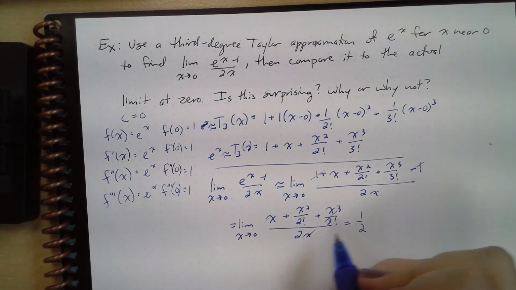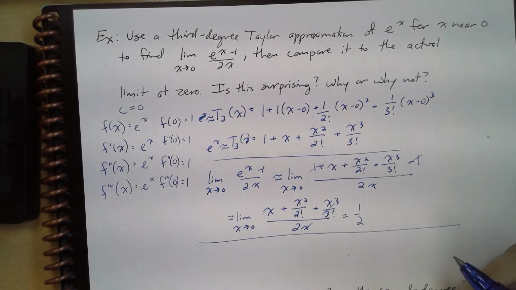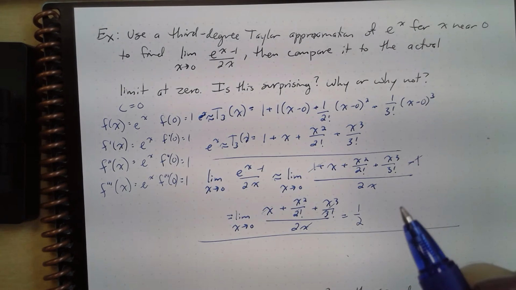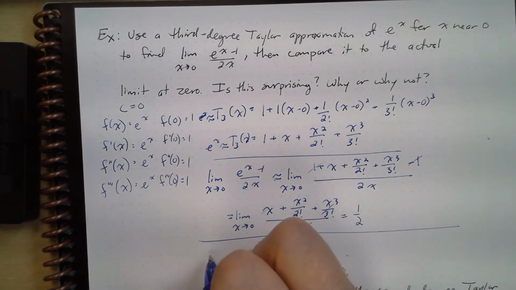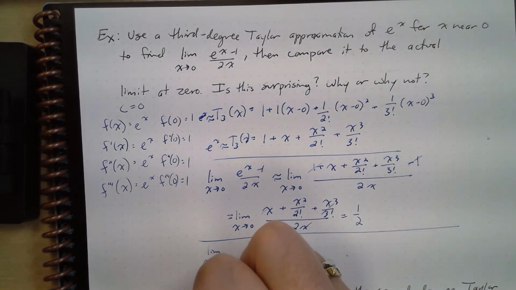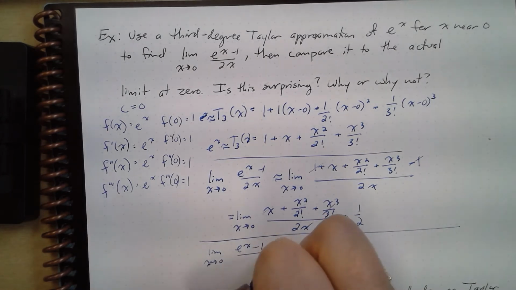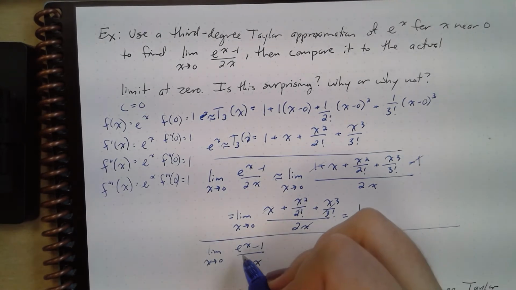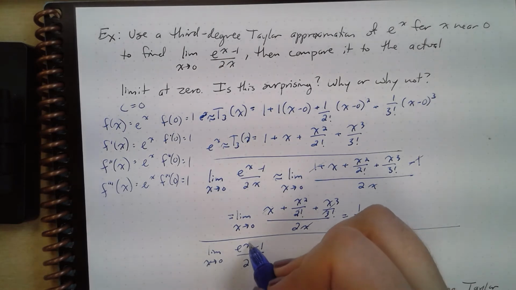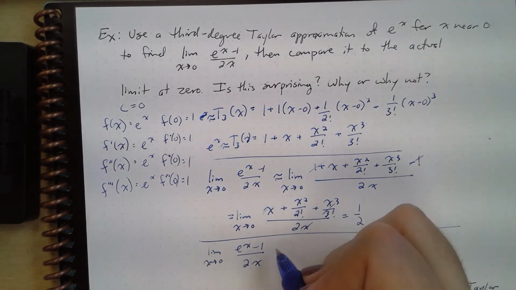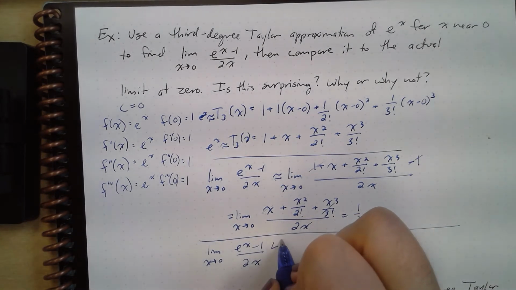Now, we take note of that, and let's compare it to the actual limit at 0, okay? So the actual limit as x approaches 0 of (e to the x minus 1) over 2x. As x approaches 0, we're going to get 1 minus 1 over 0, so we can't do that. So we can do L'Hopital's.